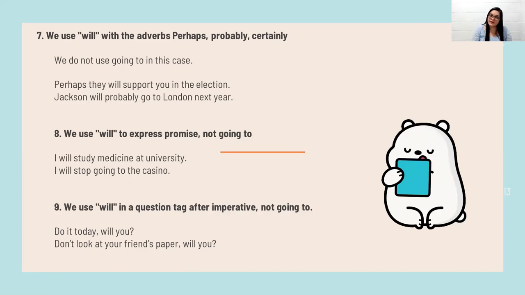We use will in a question tag after an imperative, not going to. Do it today, will you? Don't look at your friend's paper, will you? When you are making a question tag, or a tag question, you're going to study that topic later. You do it with the imperative on the left in this part of the sentence, and then the tag question, when you have an imperative, will be accompanied with the auxiliary will.